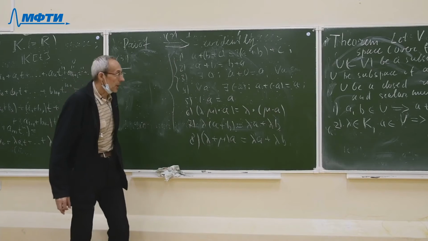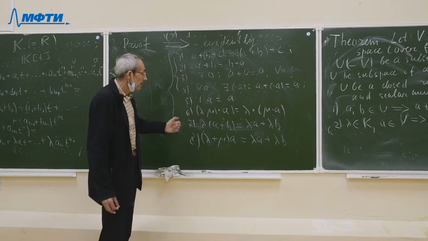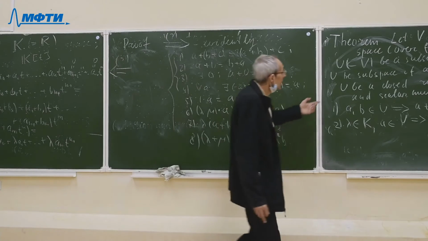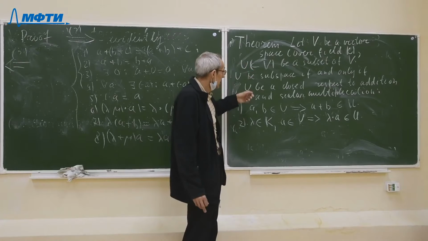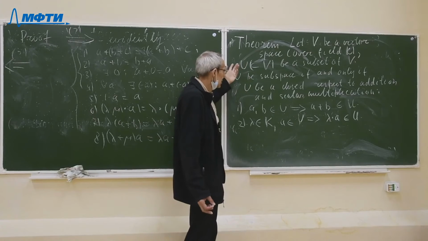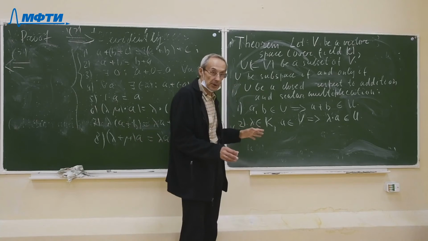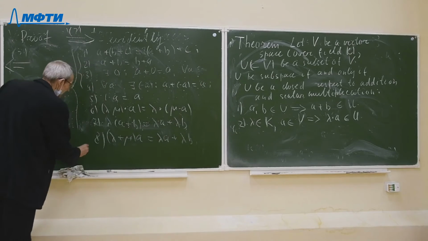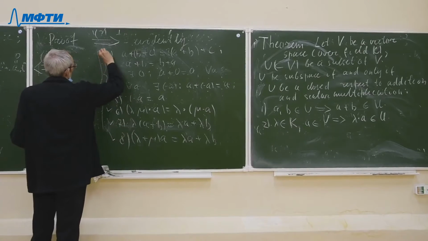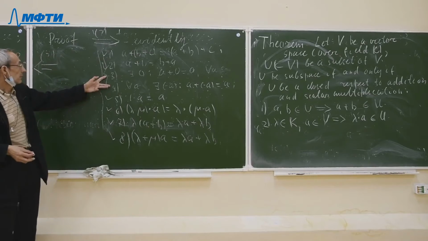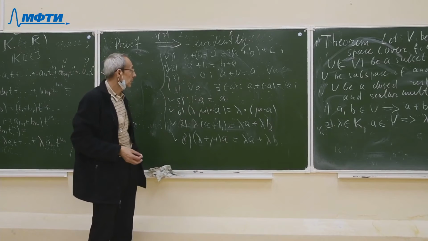And how to check these axioms? It is easy to see that these axioms are true because they are true for all vectors from the initial vector space V. From this fact it is easy to see that they are true for elements of any subset. And these axioms are evidently fulfilled. We have two axioms left, existence of zero and existence of opposite element. How to prove these axioms?